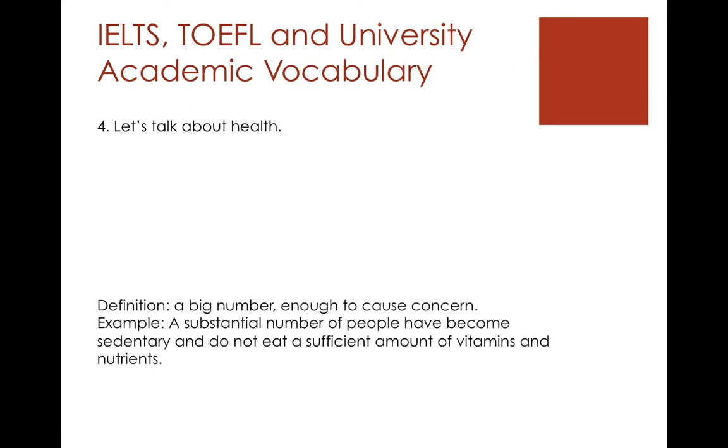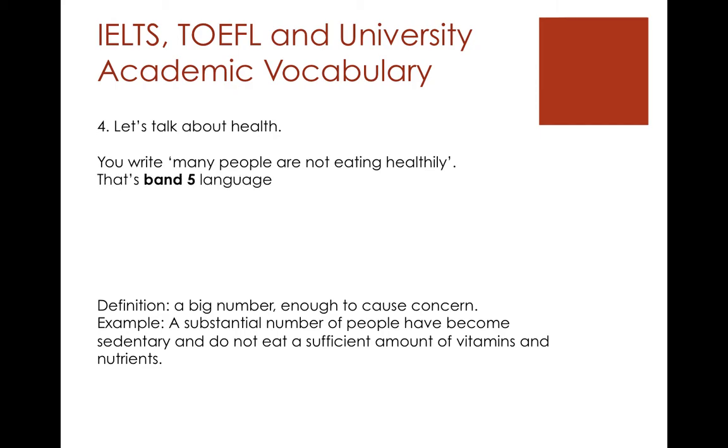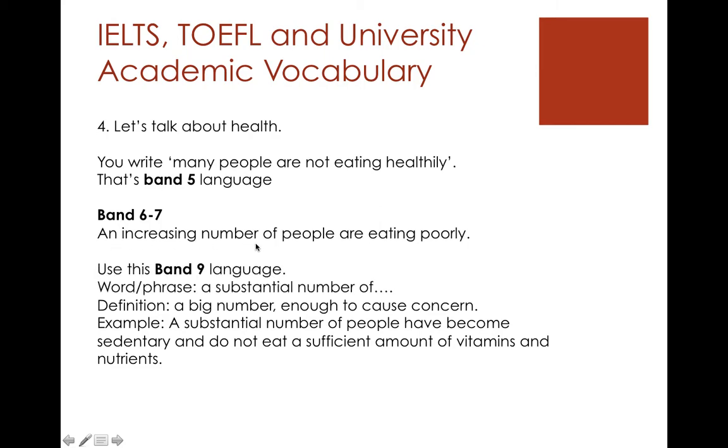All right, let's talk about health for our number 4 phrase. Lots of good Band 9 language we're learning today. You write, many people are not eating healthily. That's Band 5, Band 6 to 7. An increasing number of people are eating poorly. A lot of people write more and more. More and more is really like a Band 4 language. An increasing number of is much better. So try this one, a substantial number of. So substantial just means a big number or a lot in this situation. So it's enough to cause concern. Concern means we say, oh no, that's a problem.